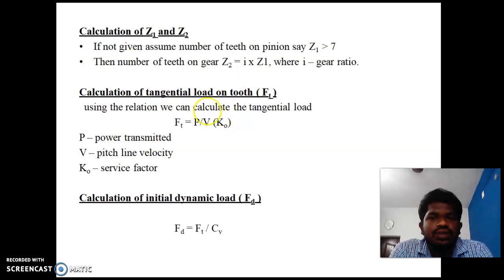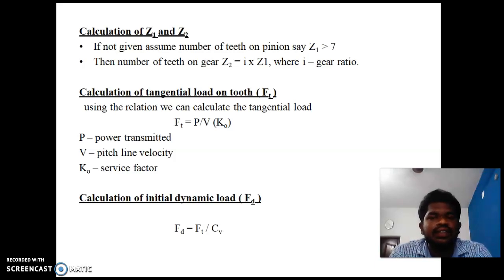This tangential load is the very useful load for power transmission. So we are going to calculate the tangential load, Ft. From the relation, we form the formula Ft equal to P by V times K naught, where P is the power transmission value and V is the linear velocity.